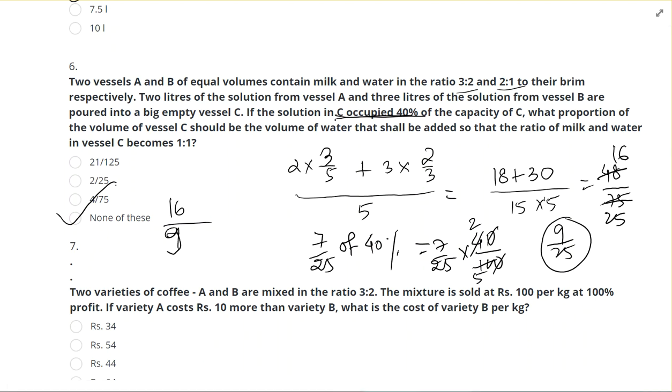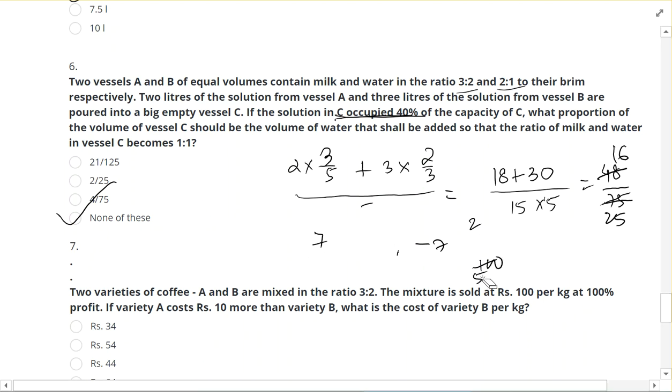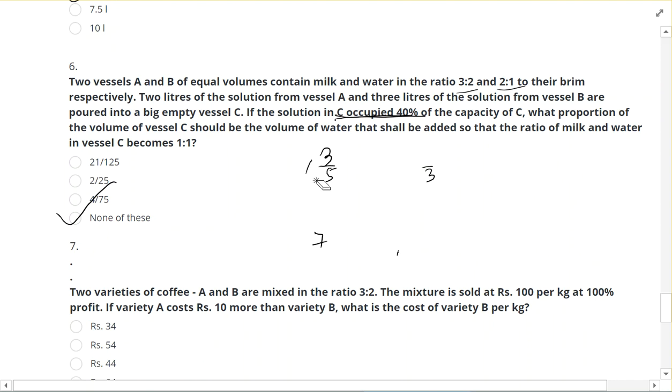I'm repeating this question, how I solved it. Let me show you. 3 by 2 and 2 by 1 is the ratio. So milk is 3 by 5 in the first one and 2 by 3 in the second one. 2 liters from A and 3 liters from B.